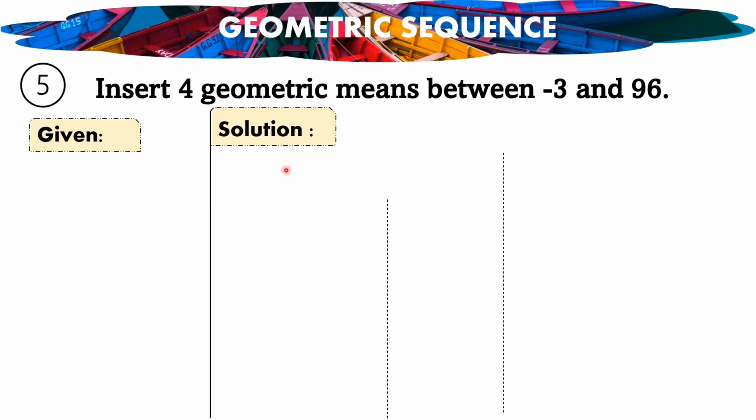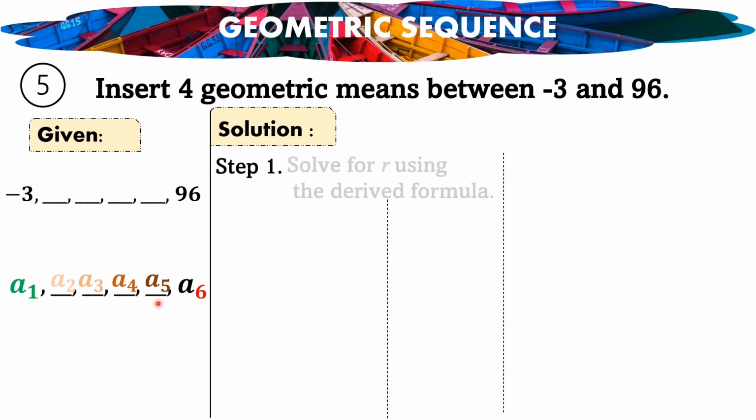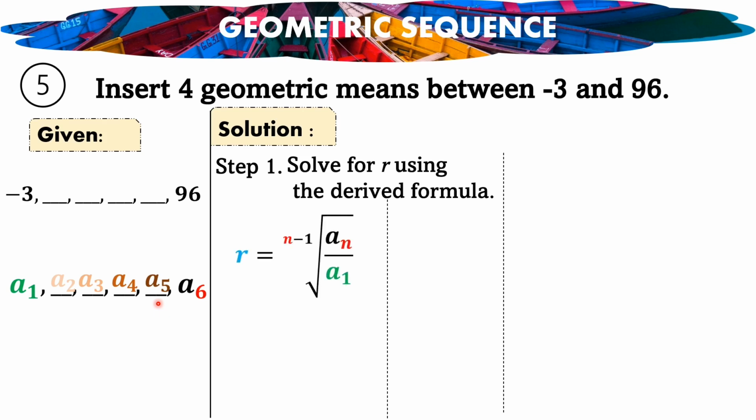Okay, number 5. Insert 4 geometric means between negative 3 and 96. So there are 6 terms in all. First term is negative 3 and the last term is a sub 6, which is 96. Geometric means are a sub 2, which is the first geometric mean, a sub 3 is the second geometric mean, a sub 4 is the third geometric mean, a sub 5 is the fourth geometric mean. Again, step 1, solve for r. R is equal to the n minus 1 root of a sub n over a sub 1. N here is 6 because we have 6 terms and the sixth term is 96.